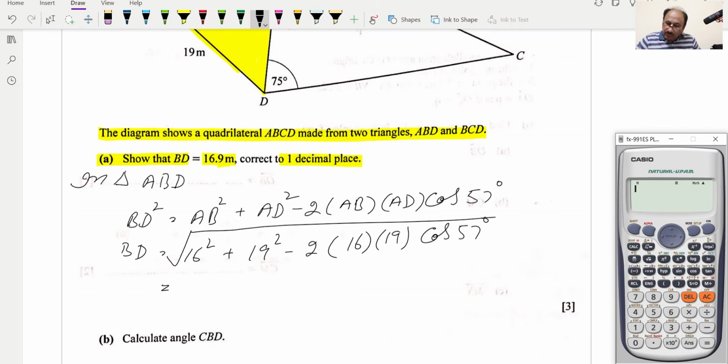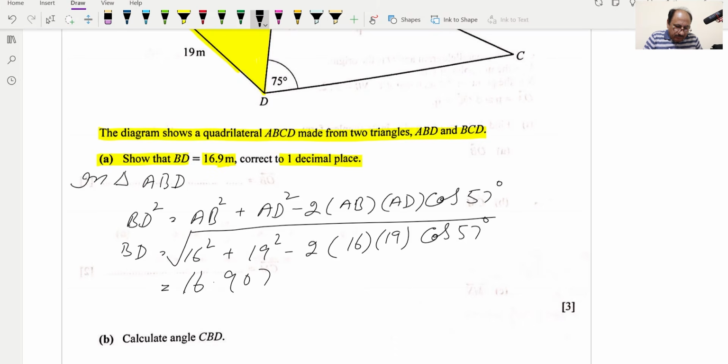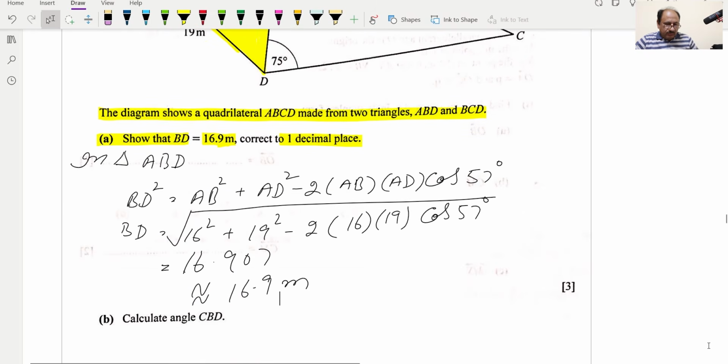What? This will be equal to the square root of 16 squared plus 19 squared minus 2 into 16 into 19 into cos of 57, and keep in mind your calculator should be in degree mode. This is equal to 16.907, and up to 3 significant figures 16.9, or you can say one decimal place is 16.9, and this should be in meters. So this is what we needed to prove.